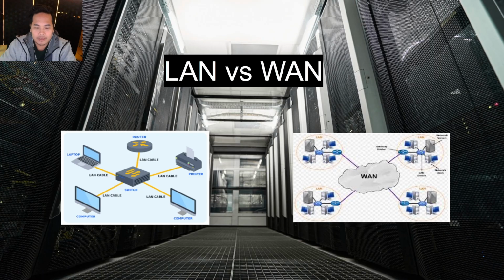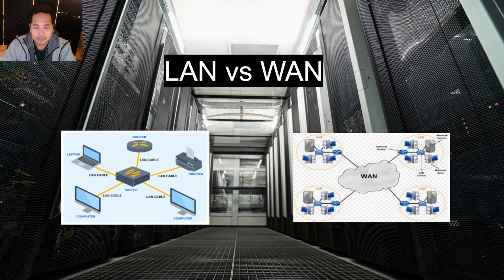A WAN is a wide area network. It connects LANs across cities, countries, and continents. The internet itself is the ultimate WAN. The hardware belongs to ISPs and telecom companies. The data travels across fiber optic cables. Latency is higher because of the sheer physical distance.